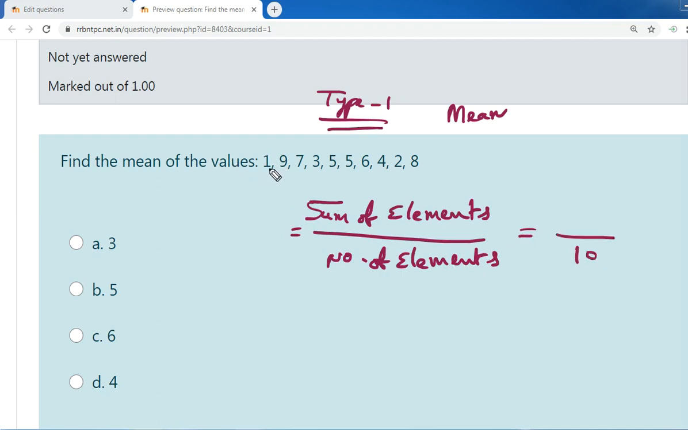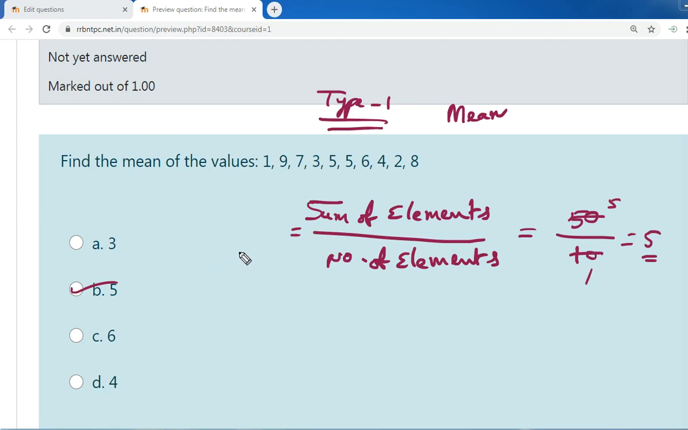And what is the sum of these elements? 1 plus 9, 10, 17, 20, 25, 30, 36, 40, 42 and 50. So 50 by 10, 10 fives. So the answer is 5, very simple. So if in your examination the mean is asked, just find the sum of elements divided by the number of elements, and we will get the answer. This is the type 1 question that is asked in NTPC as well as Group D exams of RRB.